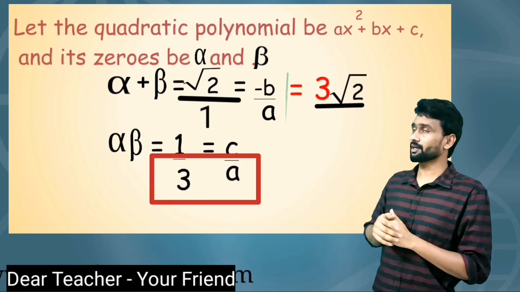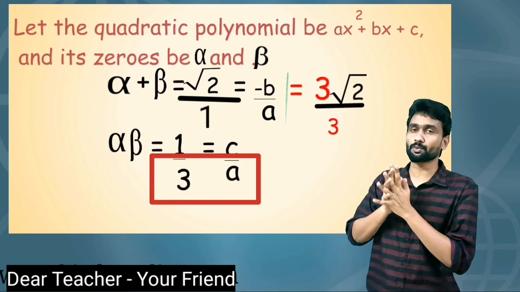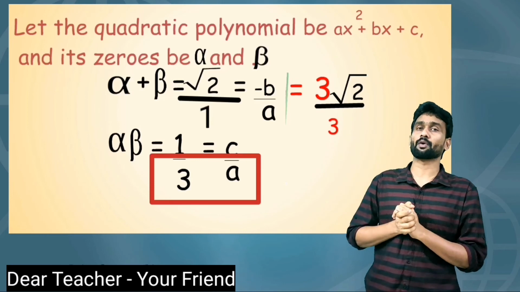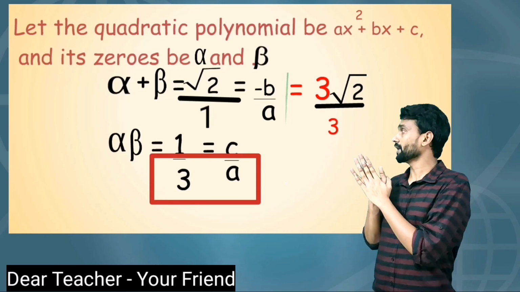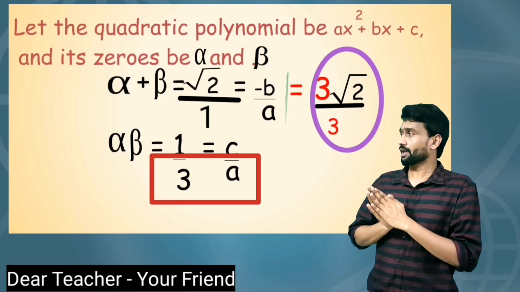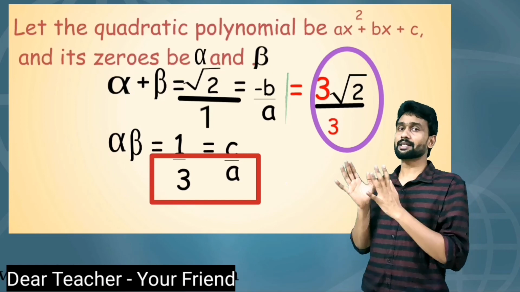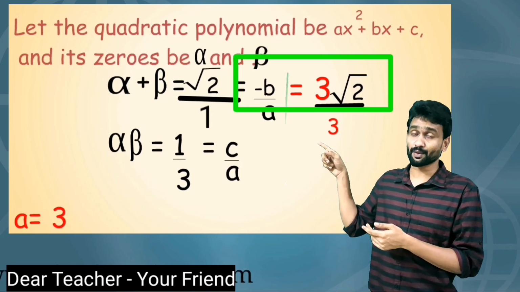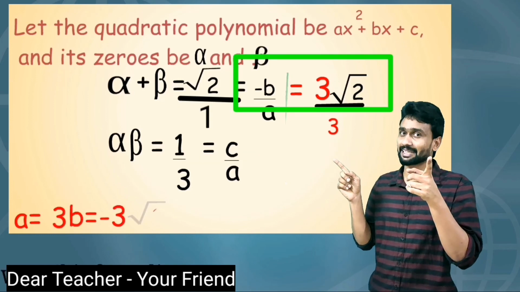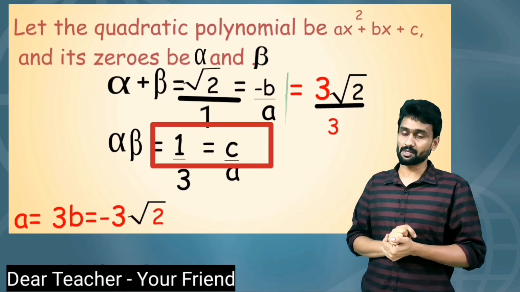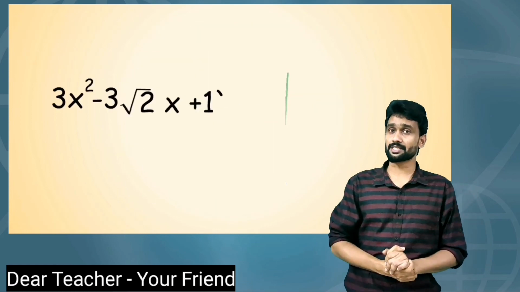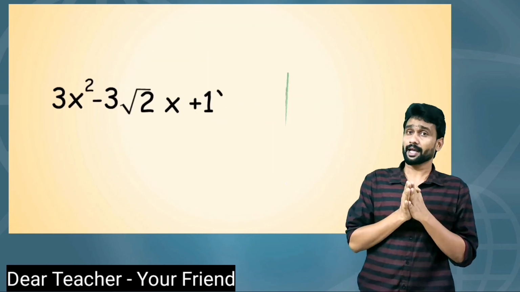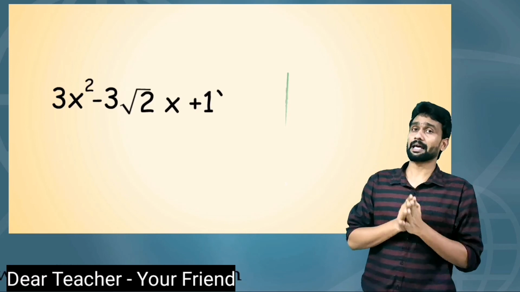Okay, so the first one is root 2 by 1. Both numerator and denominator we are going to multiply by 3. So it will be 3 root 2 by 3. Now we can write, what is a? a equal to 3 and minus b equal to 3 root 2, then b equal to minus 3 root 2. And c equal to 1. Our quadratic equation is 3x square minus 3 root 2x plus 1.